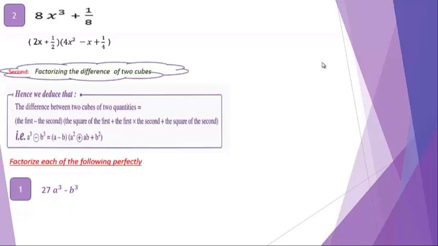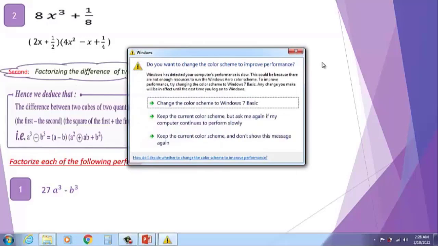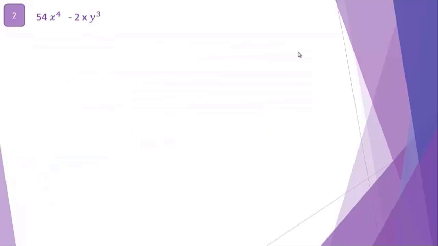Question number 1, 27a cubed minus b cubed. Firstly, we check if the two terms of the expression are perfect cubes. Yes, two terms are perfect cubes. After that, we open to y power 3. What do we see? We see x power 4. It's not a perfect cube. What do we do?